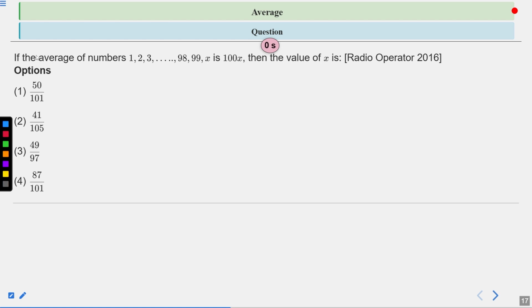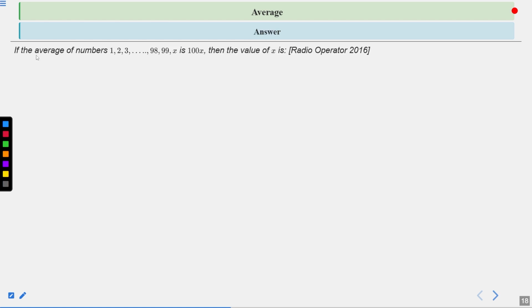Now time's up. Let's see the solution of this question. The question says that if the average of the numbers 1, 2, 3, ..., 98, 99, and x is 100x, then the value of x is... So we can say that the correct answer of this question is the first one, which is 50 upon 101. So see the detailed solution of this question.